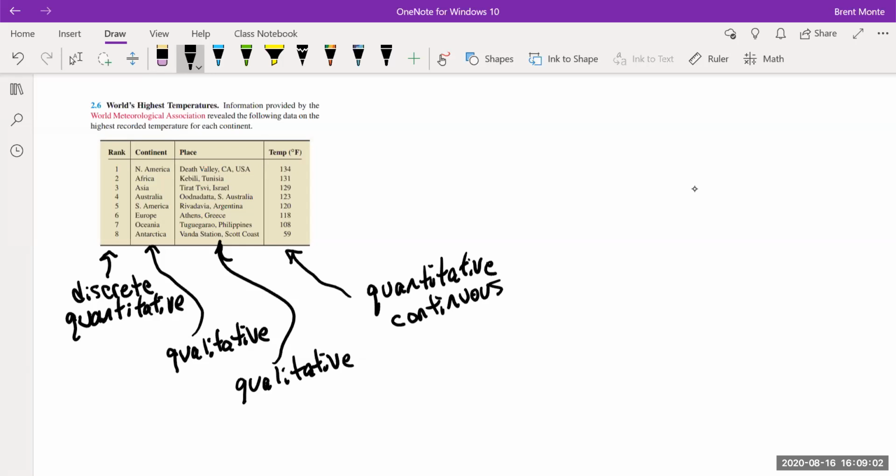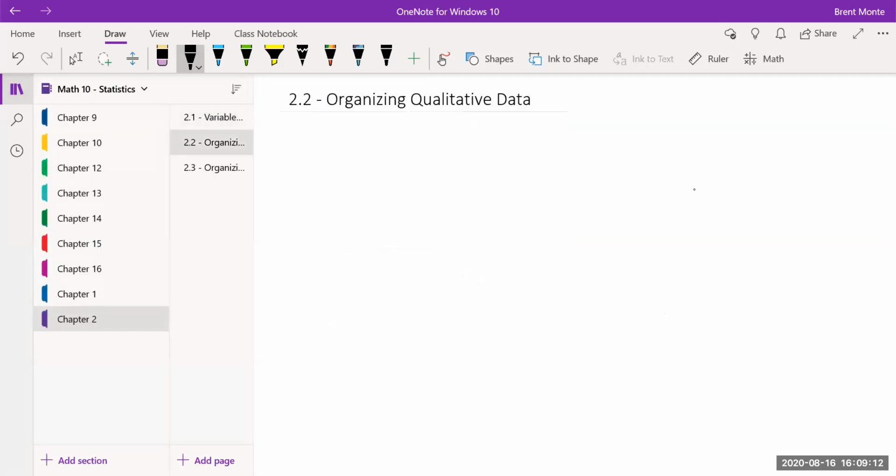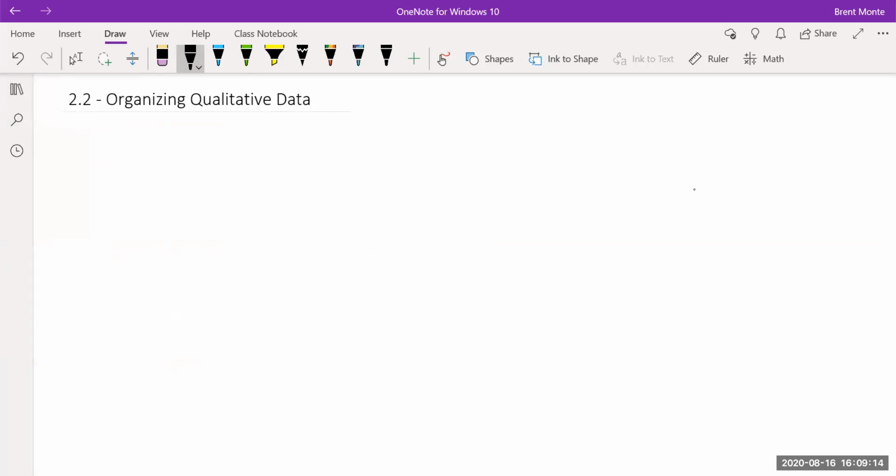Okay, now, amazingly enough, that's pretty much all of section 2.1. So let's go ahead and go into the next section, 2.2, organizing qualitative data. 2.3 will be organizing quantitative data. So organizing, what are we going to do? Well, the first thing we're going to do is what's called a frequency distribution.